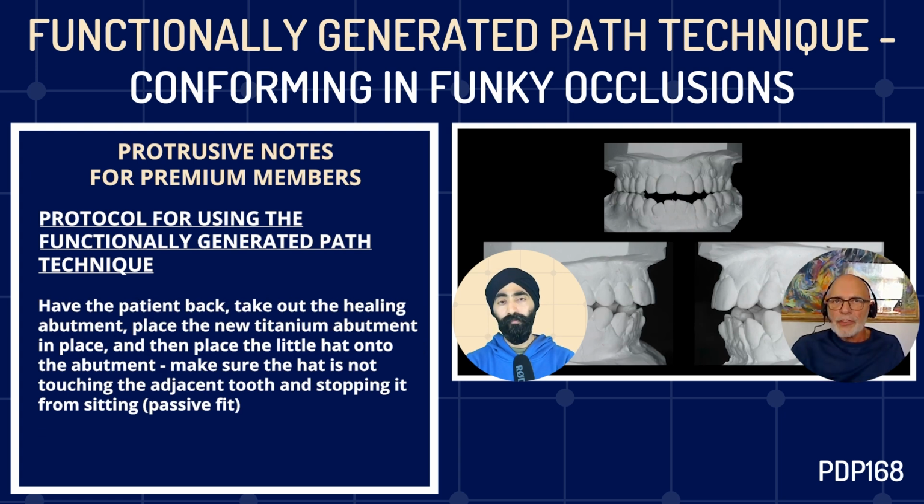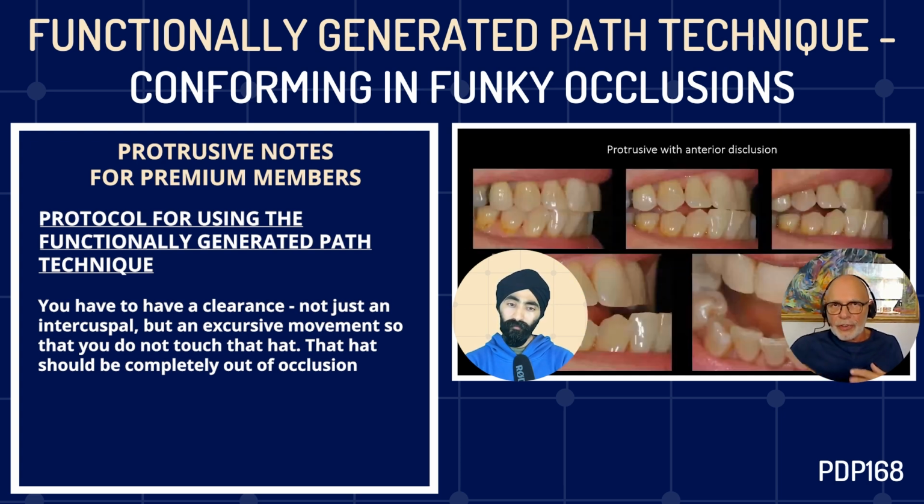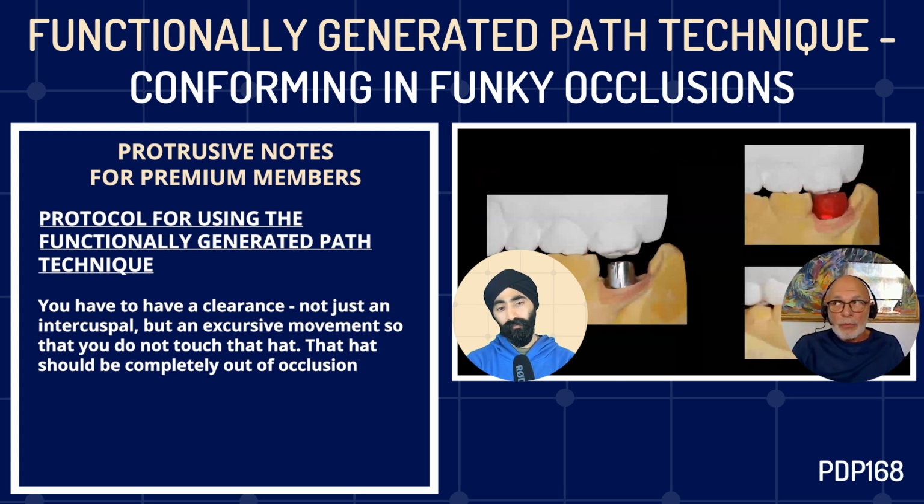And when you get the patient back, you sit them down, you take out the healing abutment, you place the new titanium abutment in place, and then you place your little hat onto the abutment. You obviously have to make sure the hat is not touching the adjacent tooth and stopping it from sitting. Make sure it's a very passive fit. And what you have to have is clearance, not just in intercuspal but in excursive movements, so that you do not touch that hat. That hat should be completely out of occlusion. That's the first step. Hopefully that's quite clear.